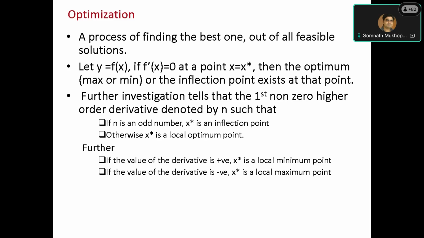So if n is odd, then we'll say that there is no max or min present. Or if n is even, then we'll say that at that position there is a max or min. Further, if we study, we can say that if the value of the derivative is positive, then x star is a local minimum point, and if the derivative is negative, then at that position x star is a local maximum point.